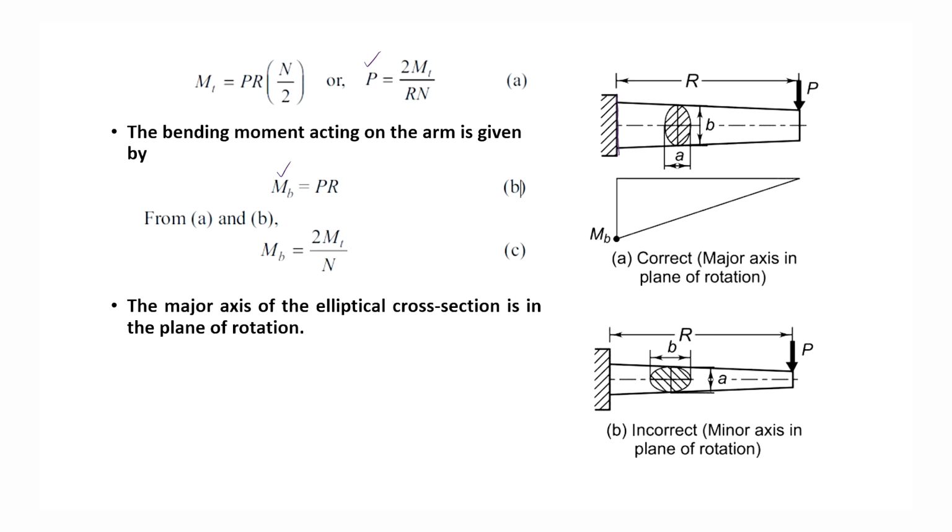The major axis of the elliptical cross section is in the plane of rotation. So this is the correct way, this is not the correct way, because in this way we will get the y distance in the bending stress equation, sigma is equal to M y by I. In this case, we will get this y.